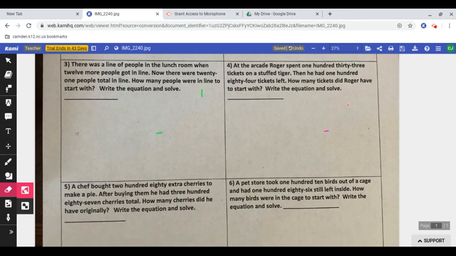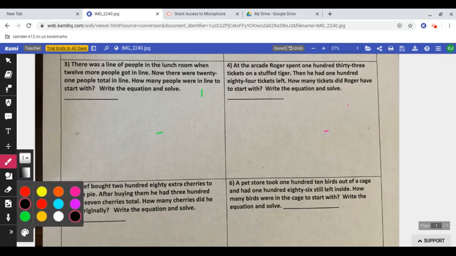Number 3: There was a line of people in the lunchroom when 12 more people got in line. Now there were 21 people total in line. How many people were in line to start with? Write the equation and solve.